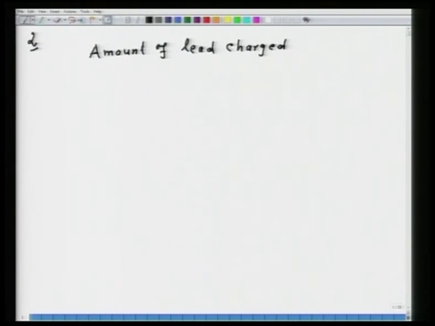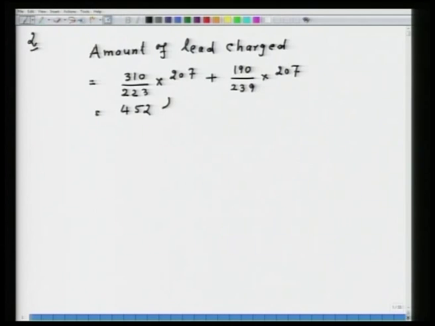So, amount of lead charged is equal to 310 upon 223 into 207, plus you have lead sulfide also, which is 19%. So, that is 190 upon 239 into 207. So, that makes around 452 kg of the lead which is being charged.